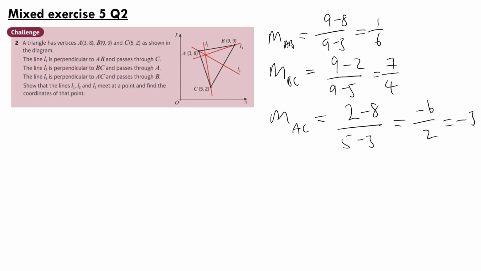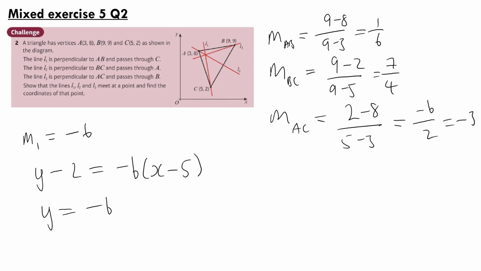Okay, so if we're looking at L1 first, L1 is perpendicular to AB, so its gradient m1 is equal to minus 6. And therefore, we can write the equation as y minus y1, so it passes through C, so that would be 2, is equal to the gradient times x minus x1, which is minus 5. So we have y equals minus 6x plus 30 plus 2, which is plus 32. So this is L1.